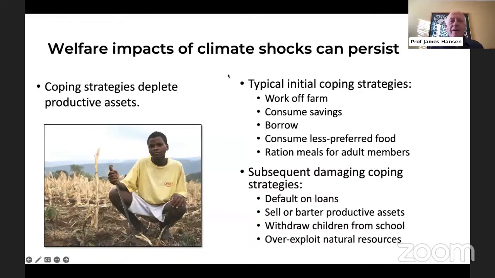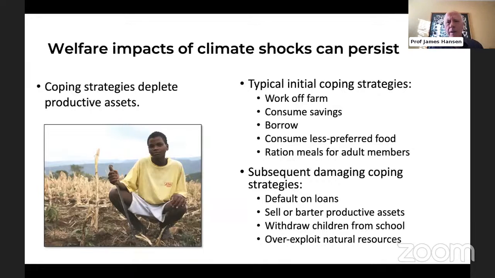I mentioned that the impacts of either rapid or slow onset climate shock may be reduced. The household may experience relief if they have a good harvest the next year. But there are two mechanisms that can cause those impacts to persist long after climate conditions return to normal. So the first would be if the household implements coping strategies that deplete their productive assets.